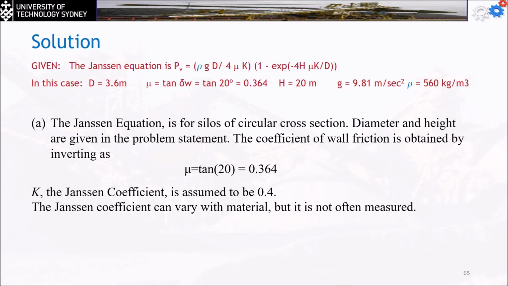The Janssen coefficient can vary with the material, but is not often measured. I know you have the answer in the next page, but now I would like you to take these parameters and let's start to calculate the answer with your calculators, even with the phone. Do you have exponential on the phone? Yeah. Okay. So let's try to do that because this will be a good practice. You have to do the same equation once again in the assignment. So let's practice on this one.